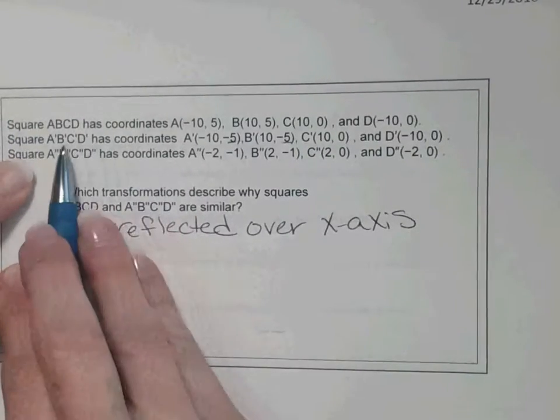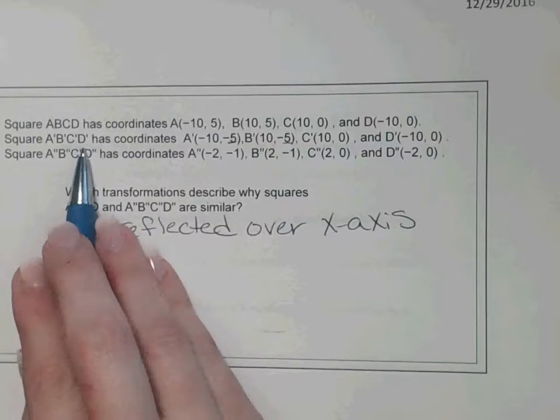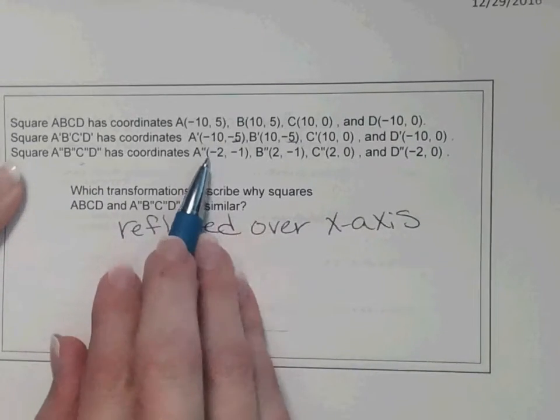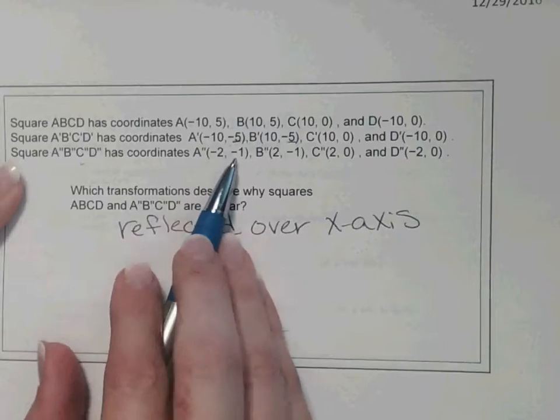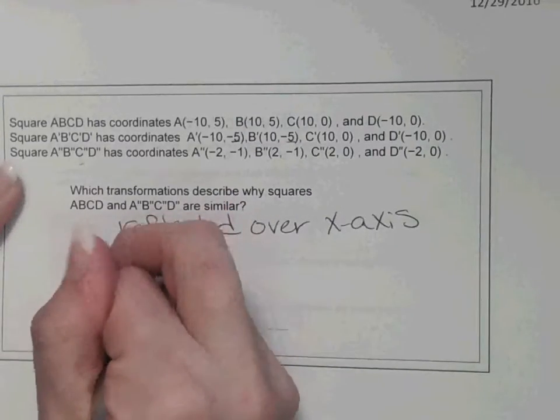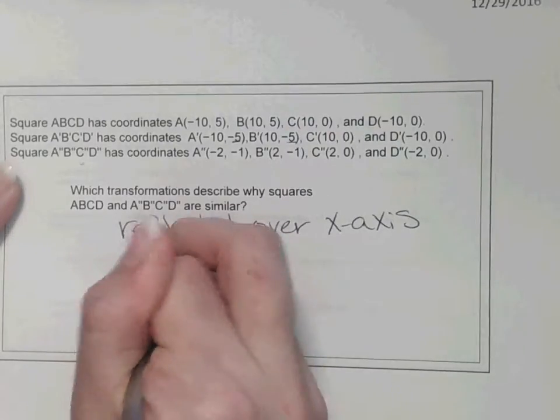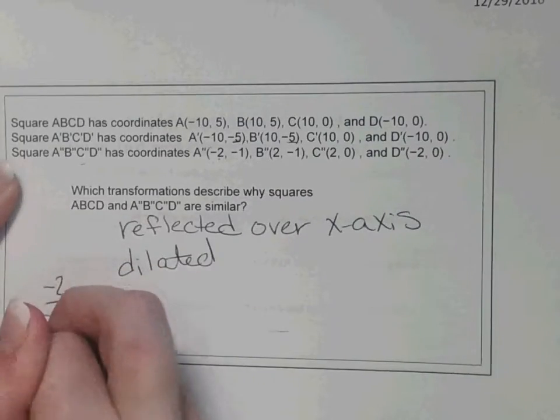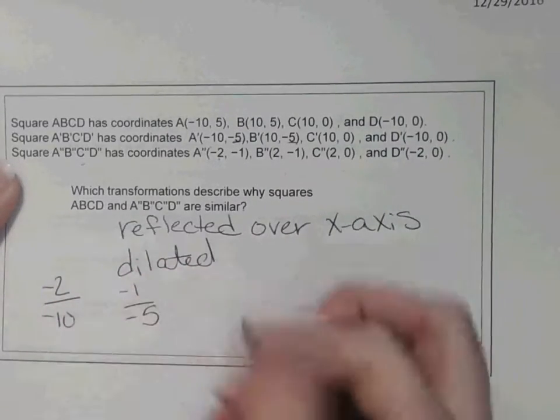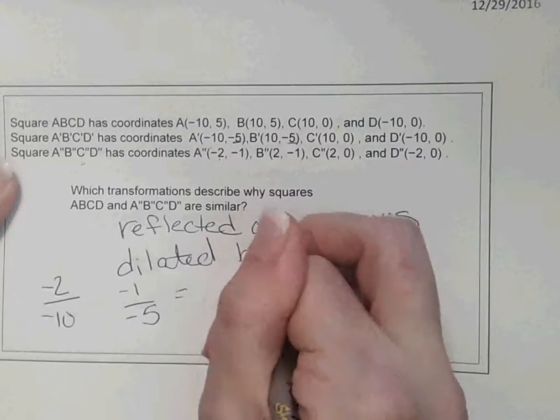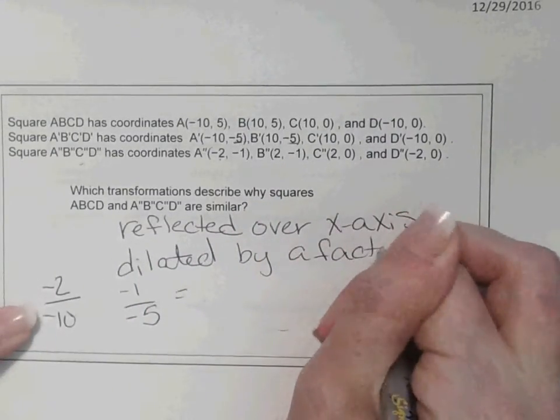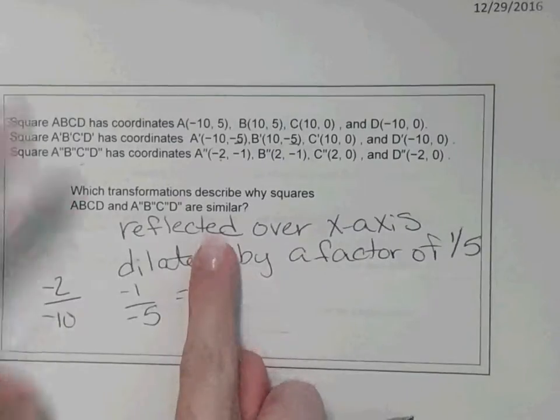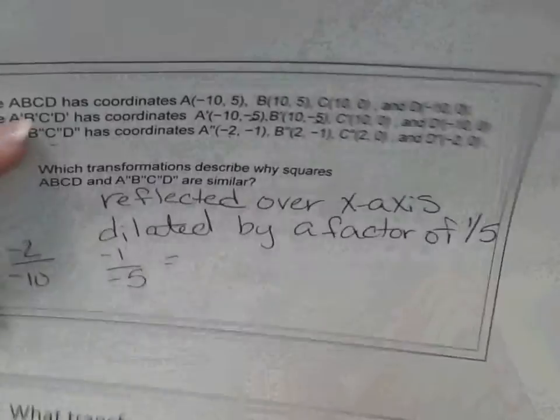Okay, then from A prime, B prime, C prime, D prime to A prime prime, B prime prime, C prime prime, D prime prime, it changed here by a multiple. Okay, so it dilated, and you do new over old, so negative 2 over negative 10 and negative 1 over negative 5. So it dilated by a factor of, and when we simplify this, we do get 1/5. So it reflected and then dilated here.